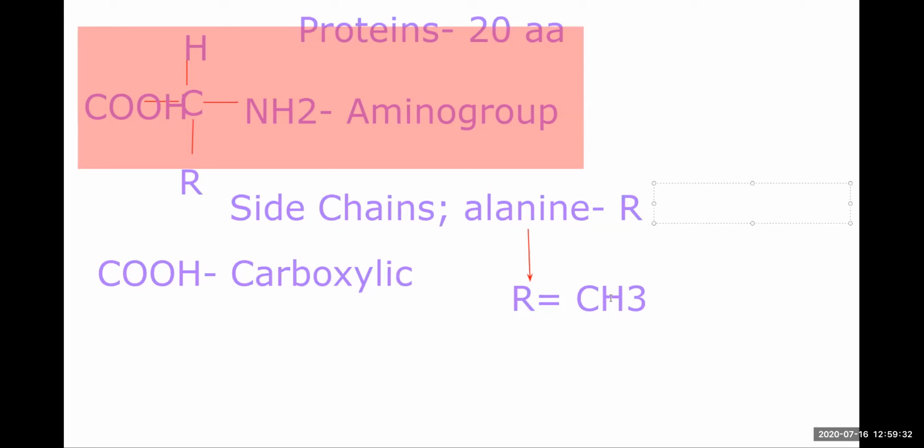This question was, I believe, question number 12: what is the structure of an amino acid? I shared with you the general structure of an amino acid, and then we talked about the specific structure of alanine, and we also mentioned that there are 20 amino acids that differ in side chains, and in the case of alanine, the side chain R is equal to CH3. Okay, so let's go to the next question.